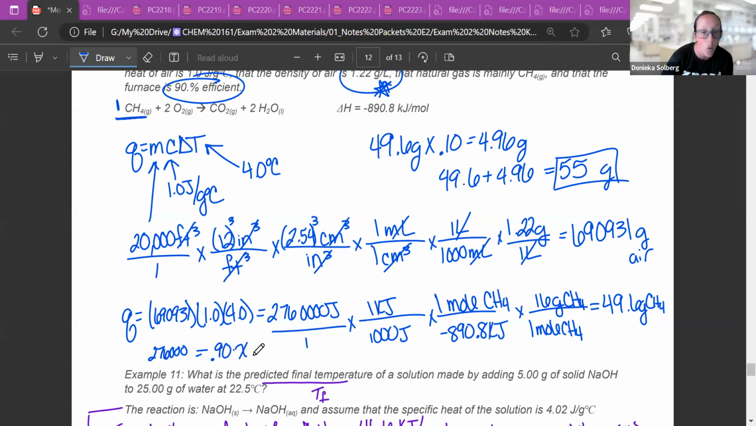So 90% of 2,600,000, and I lost a zero there, is 1,000 joules. Then I can solve for X, and then I can do the whole conversion again. I'm not going to do that because, like I said, that's more of an extra credit part.